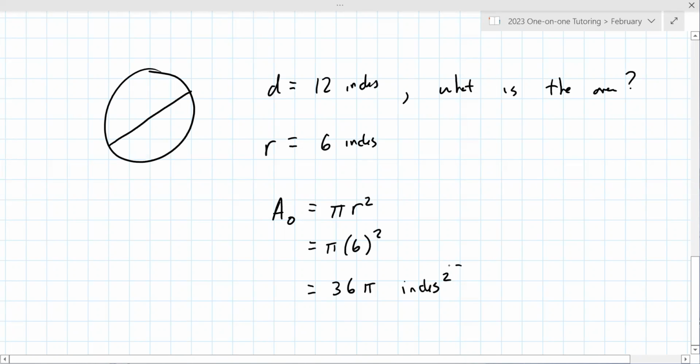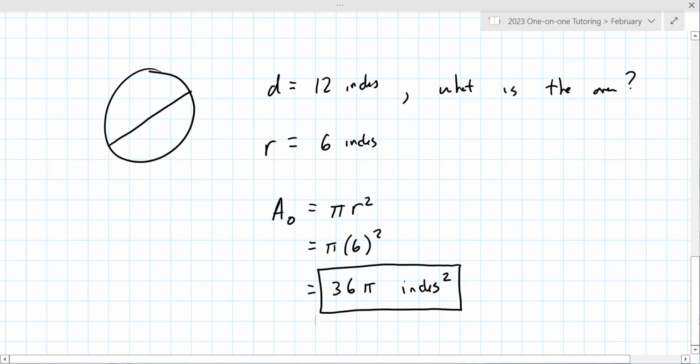So now, just to be clear here, if I were grading this question, when I ask you to work out a problem, I'm asking you to give me the final answer. You're welcome to work through it and ask me questions, of course, but I want you to give me this full answer, 36 pi inches squared. I want you to fully work through it.